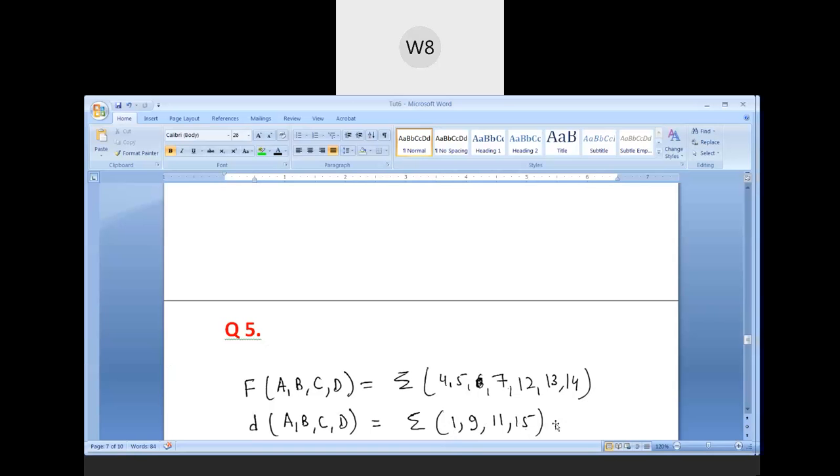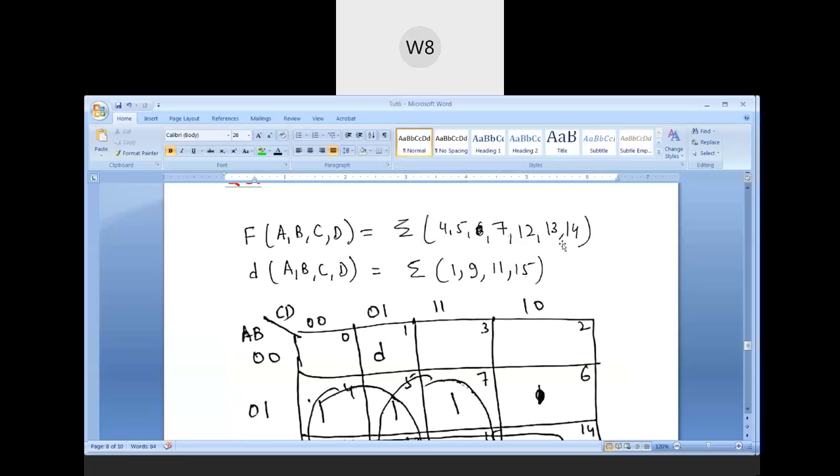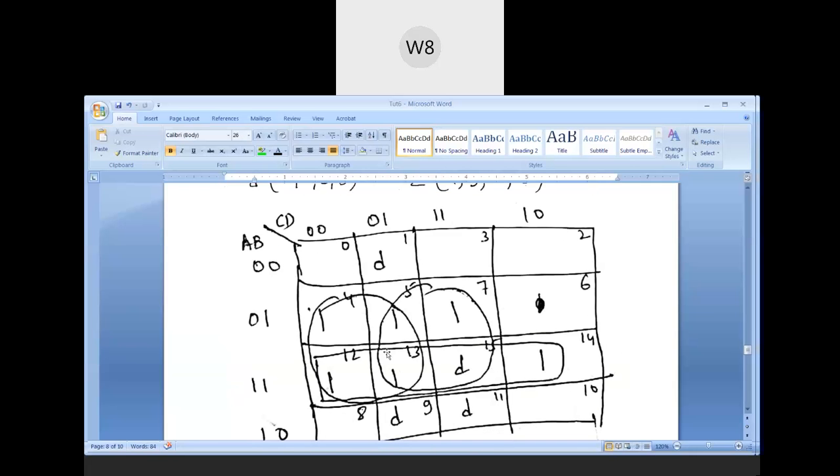So we take advantage of these so-called don't care conditions to get an even more simplified expression for the given function. This is the function which we have to simplify, and in addition to the min terms, we have also been specified the don't care min terms. For this case, we fill the Karnaugh map with not only the min terms for which the function is 1, but also the min terms for which the function can have either 0 or 1. At that time we write D to say that it could be either 0 or 1.